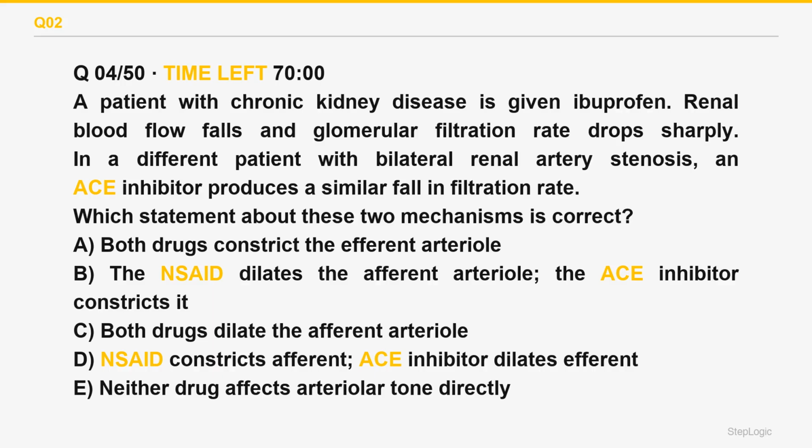A patient with chronic kidney disease is given ibuprofen. Renal blood flow falls and glomerular filtration rate drops sharply. In a different patient with bilateral renal artery stenosis, an ACE inhibitor produces a similar fall in filtration rate.